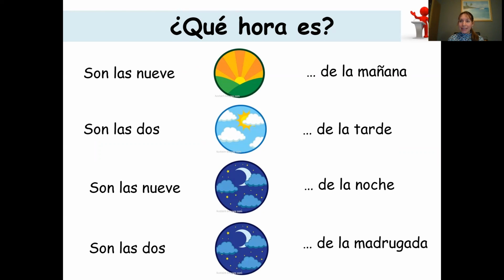Son las 2 de la tarde. It's 2 o'clock in the afternoon. Son las 9 de la noche. It's 9 o'clock at night time. Y son las 2 de la madrugada. So this is the translation of madrugada. It's like the wee small hours. So I would kind of give it a time frame of between maybe midnight and 3 o'clock in the morning. It's those wee small hours when everyone should be fast asleep. Okay, so we've got 4 new words there: de la mañana, de la tarde, de la noche, and de la madrugada. Okay, so pause this video and practice saying all of that.